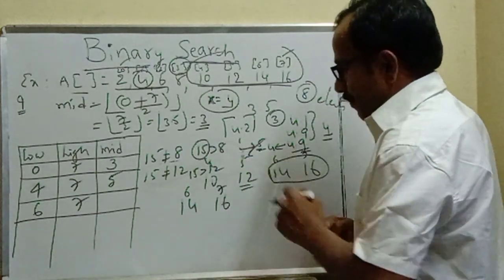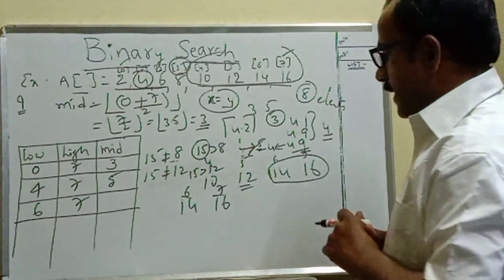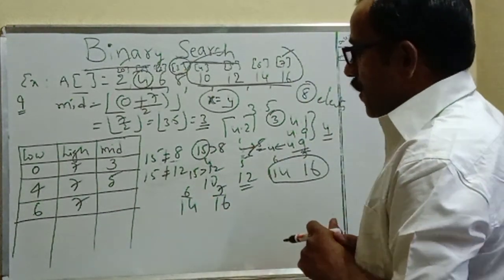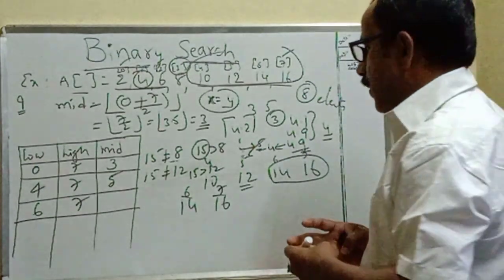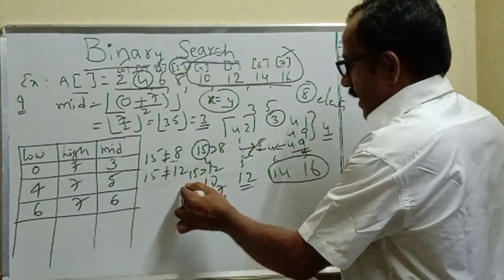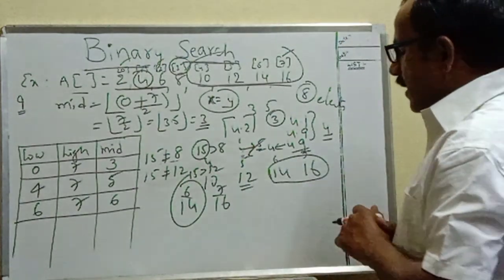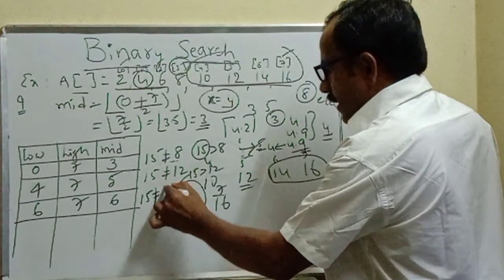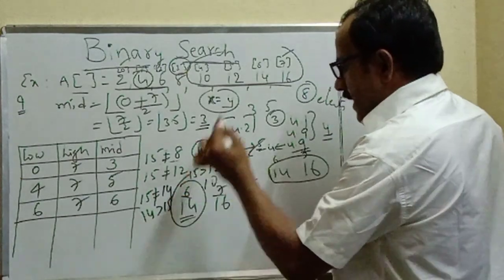So low location number is 6, high location number is 7. Then what is 6 plus 7? 13. 13 by 2 is 6.5, but we are not going to take 6.5, only 6. So the mid location number is 6. This one is the mid location. Then immediately compare 14 with 15. 15 is not equal to 14, yes. But what is the relationship here? 15 is greater than 14 is the relationship.